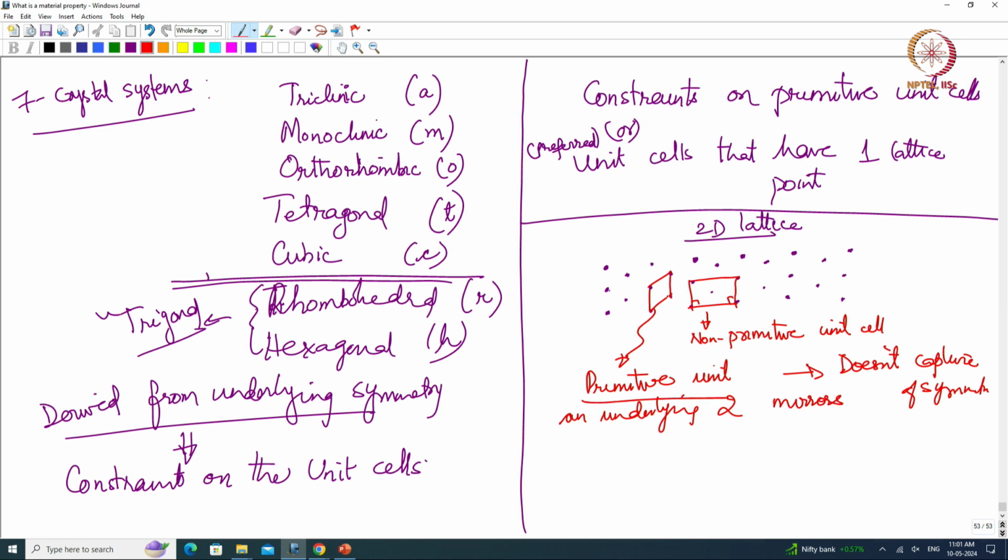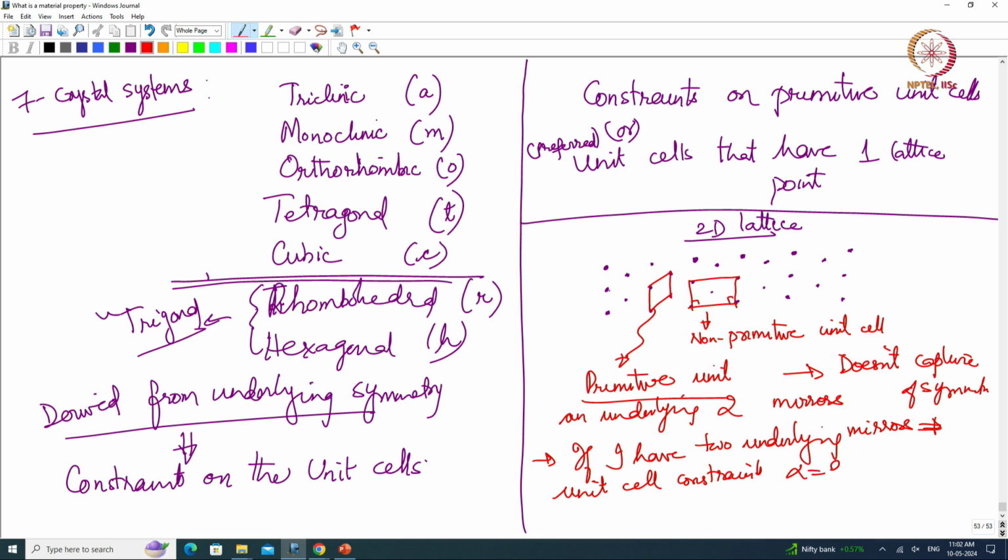So if there are underlying two mirrors, I said that the preferred unit cell constraints should be orthorhombic in nature, or in 2 dimensions, alpha equal to 90 degrees, beta equal to 90 degrees, right. So, this will be a preferred unit cell.